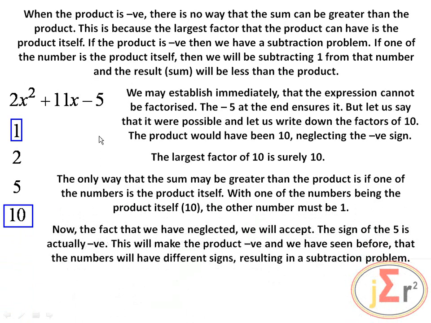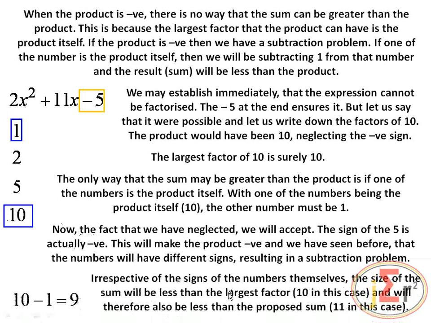Now, the sign that we have neglected, we will accept. The sign of the 5 is actually negative. This will make the product negative, and we have seen before that the numbers will have different signs, resulting in a subtraction problem. So the signs are different. So we will have a subtraction problem because the product is negative. The signs must be different. We will have a subtraction problem.